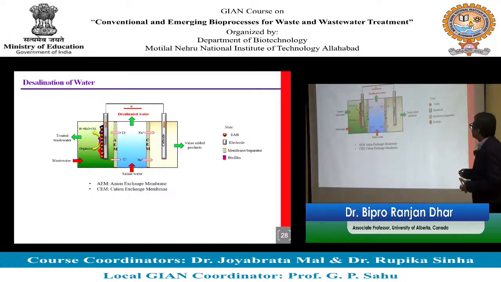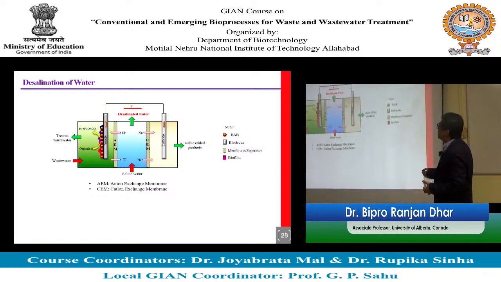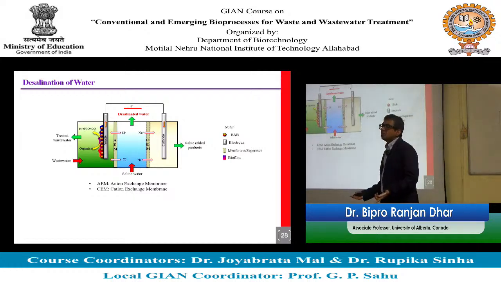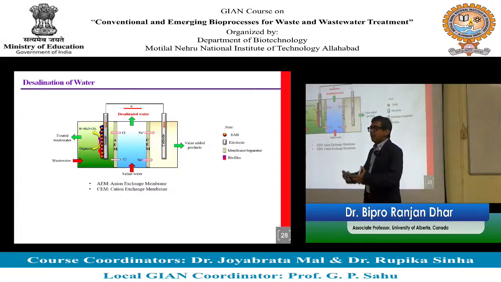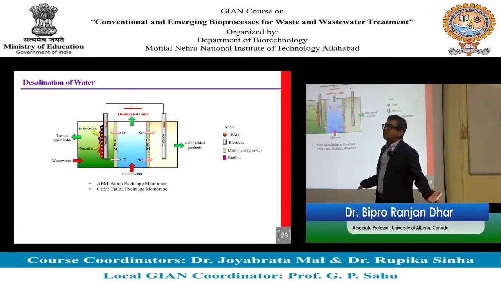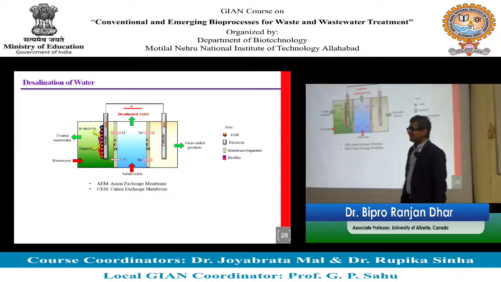On the cathode side, you have a cation exchange membrane. So sodium can transfer from this chamber to the cathode chamber because of the concentration gradient. If you recirculate continuously over time, you are going to see the chloride and sodium disappear from the water, and now you have desalinated water. So if you remove the microbe from this system, it will be nothing but electrodialysis.